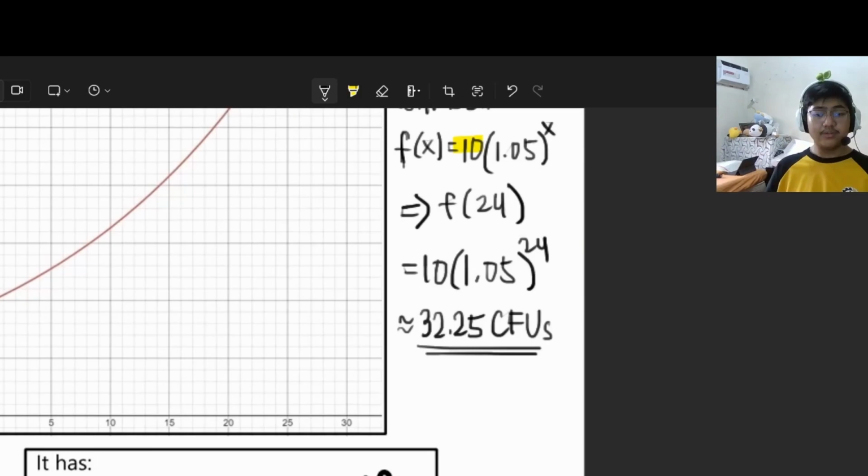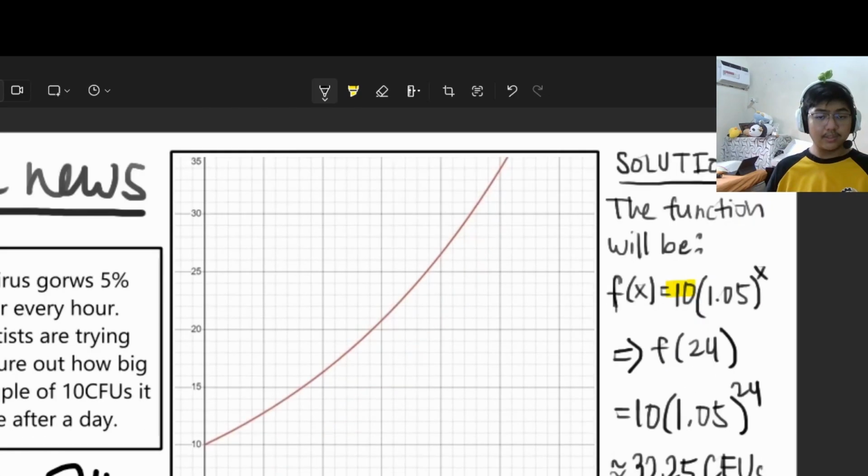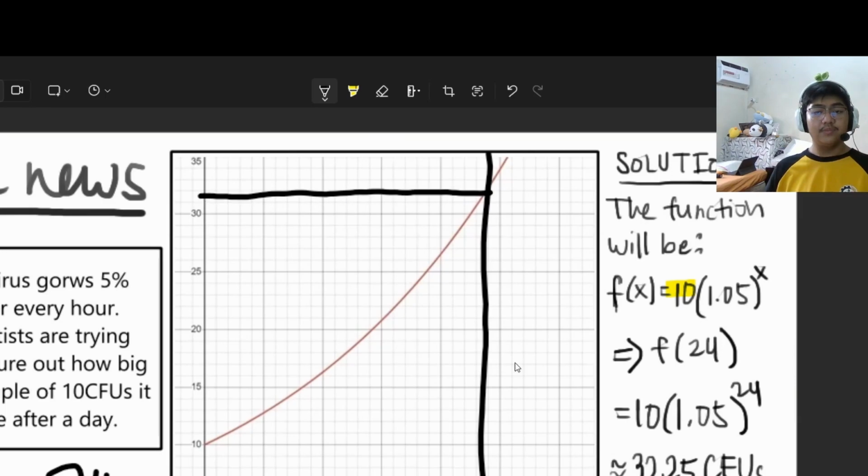Now if we look at this in the graph, with x being 24, which is just above here, then scrolling up around there, we can see that the point it reaches is just above 32. This accurately displays that if our x value is 24, signifying 24 hours, the virus would have grown to a size of 32.25 CFUs from its original 10 CFUs.